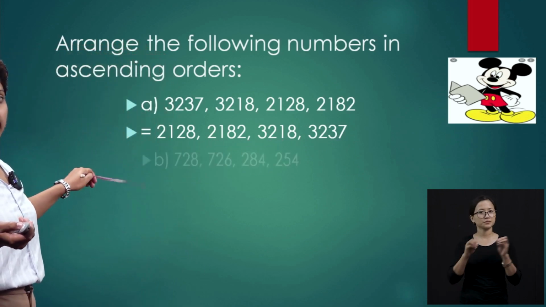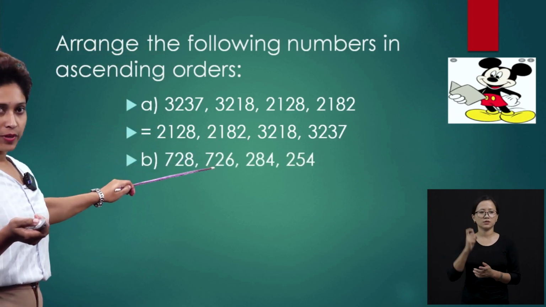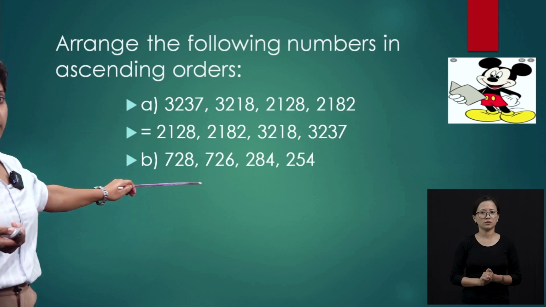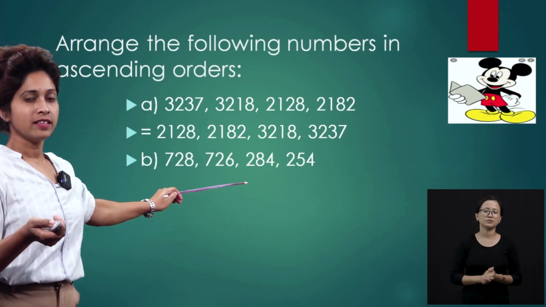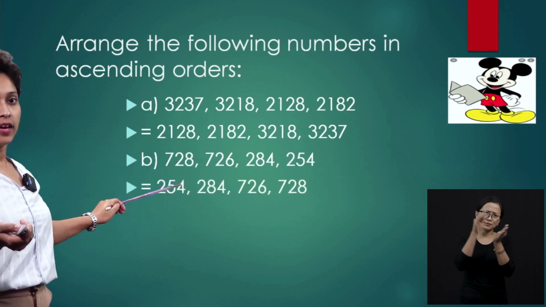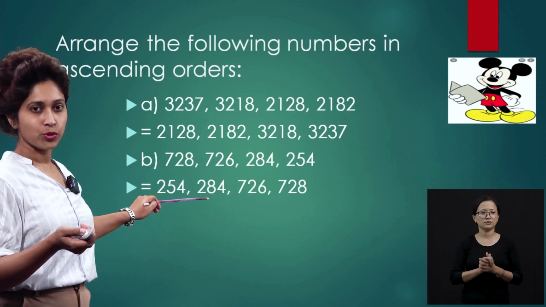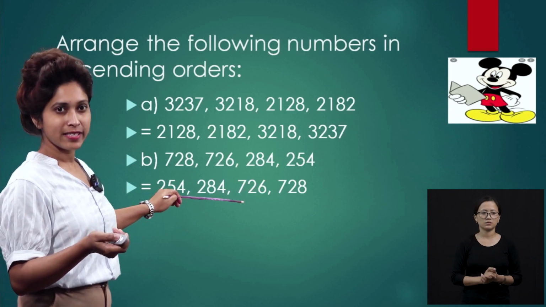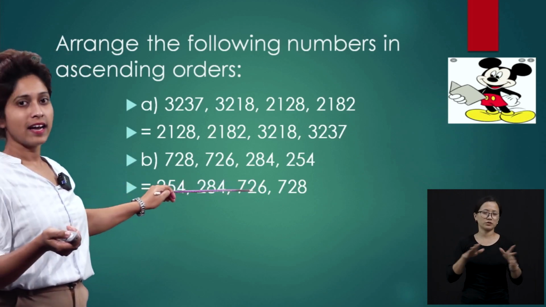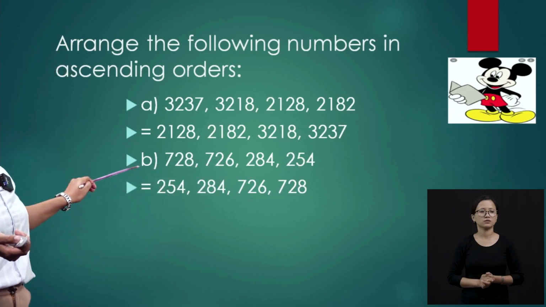Okay, let's move to the next one. You have 728, 726, 284, and 254. Now let's try together. Take your book and pen, pencil. Let's see which is the smallest number. We have 254 as the smallest number among them. Next you have 284, then 726, then 728, right? It is very easy to find the smallest number to the biggest number by just looking at them carefully.